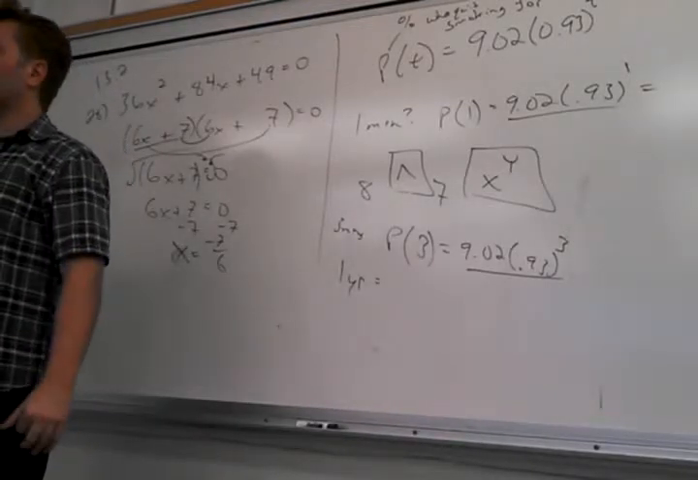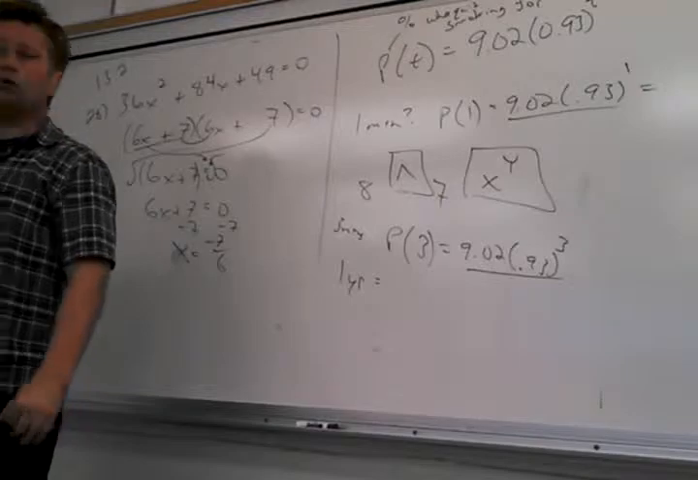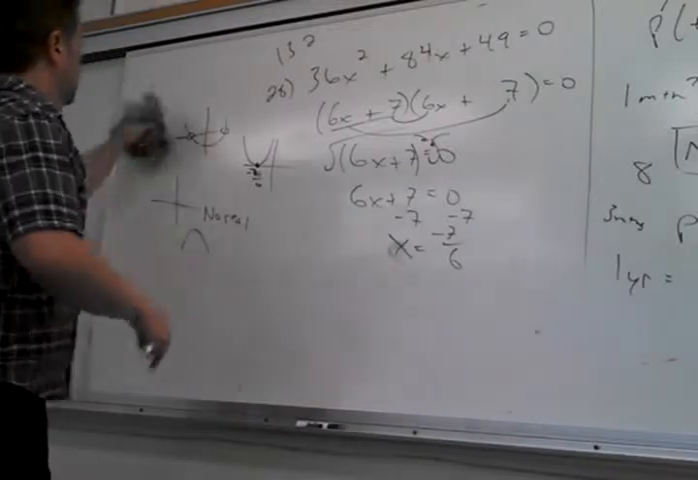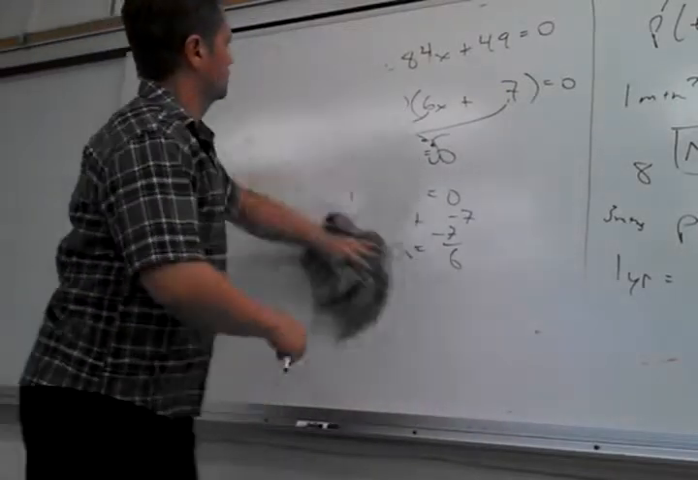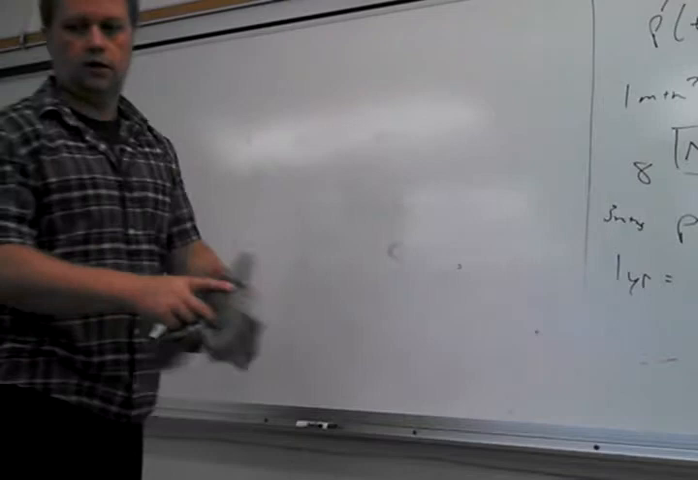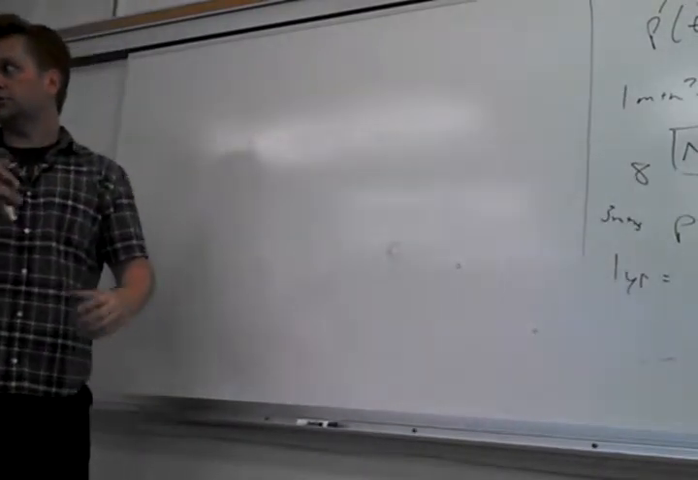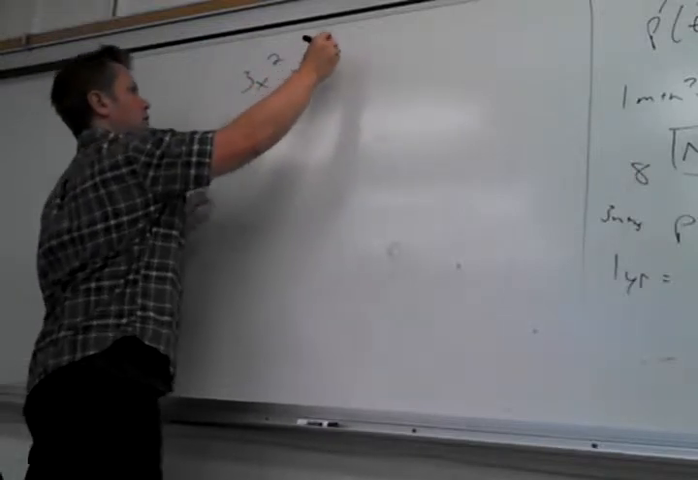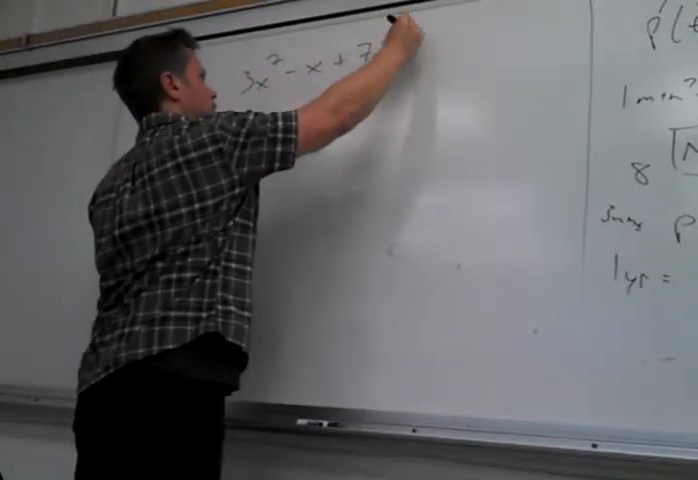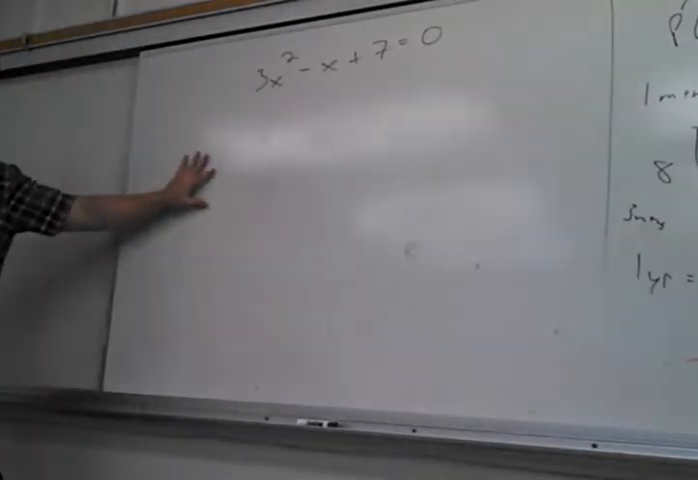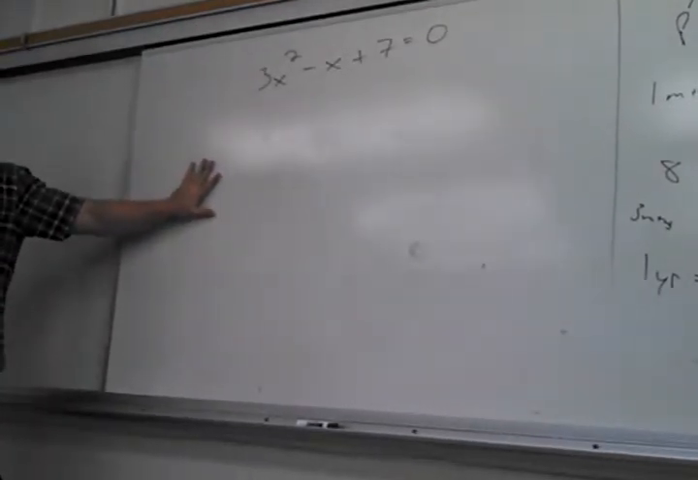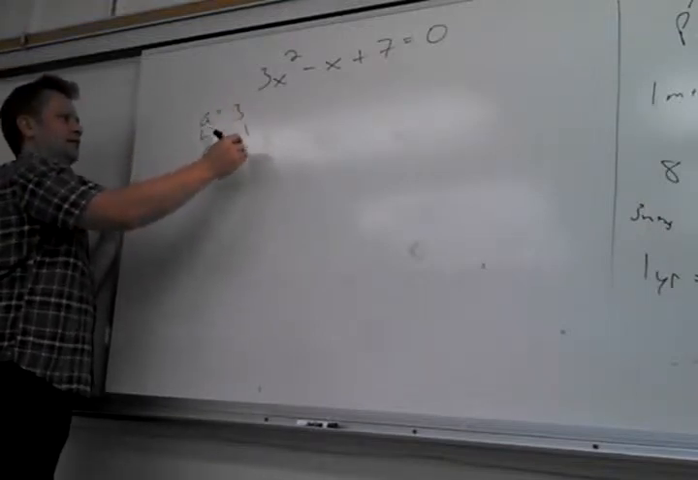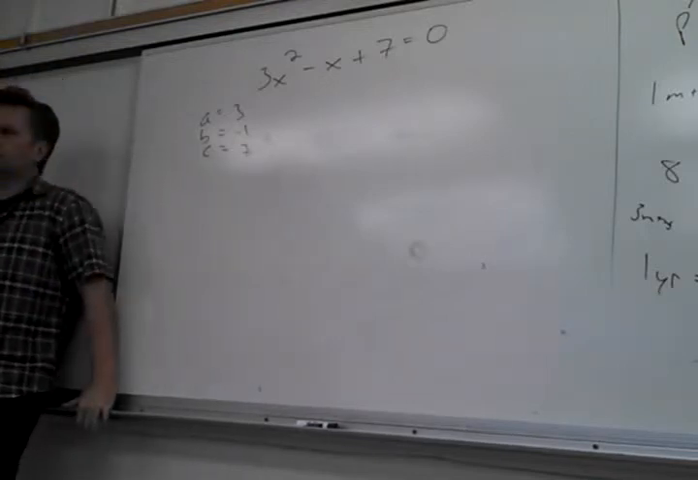Can we do one problem with the quadratic formula? Yes, because we almost did one here. Did you have a specific one, or you just want one? Just one. Okay. A, B, C: 3 minus 1 plus 1. So it's just the coefficients of the numbers, right?